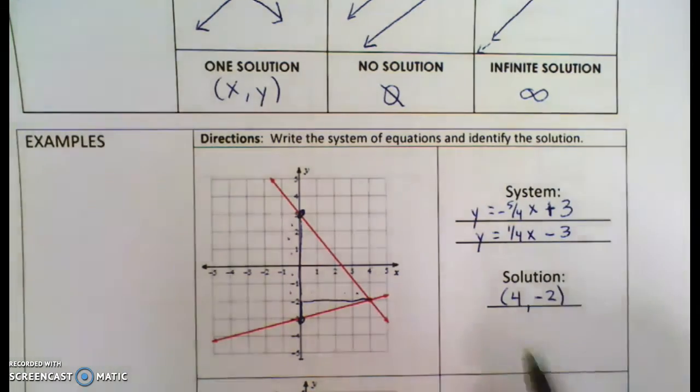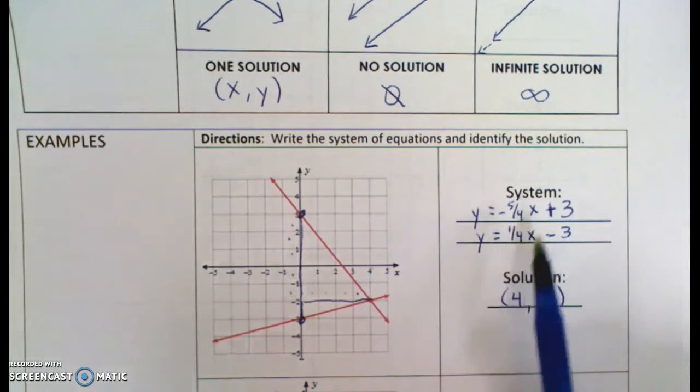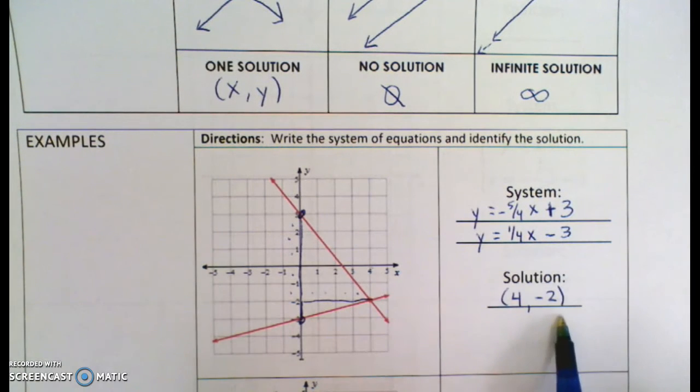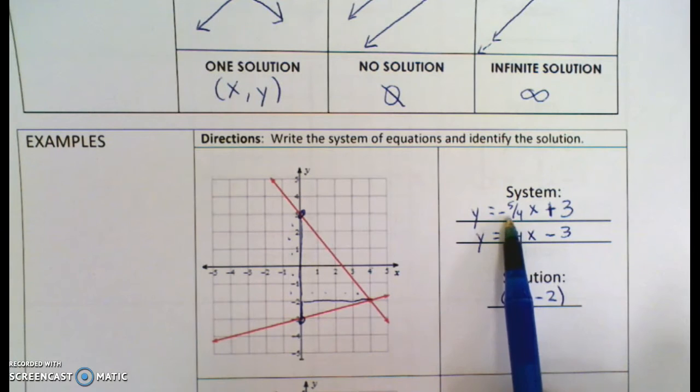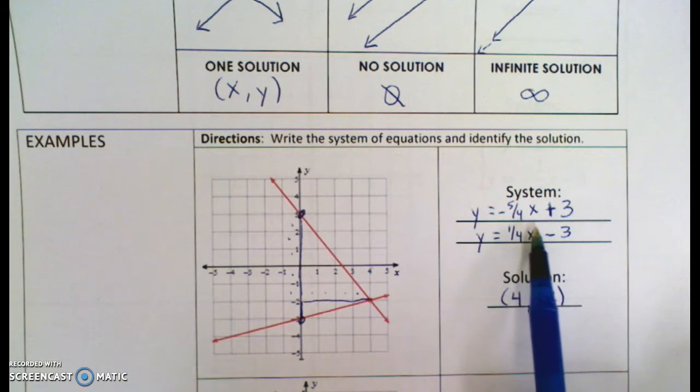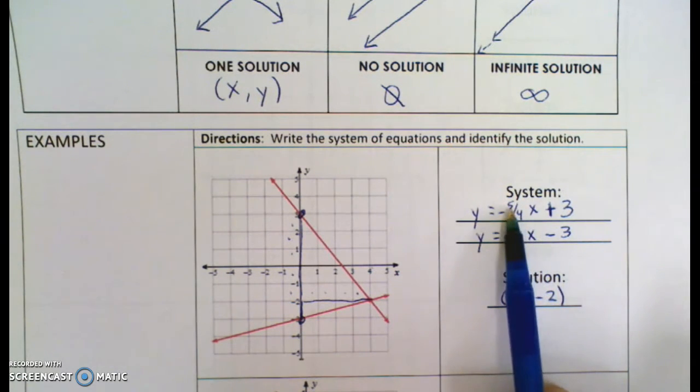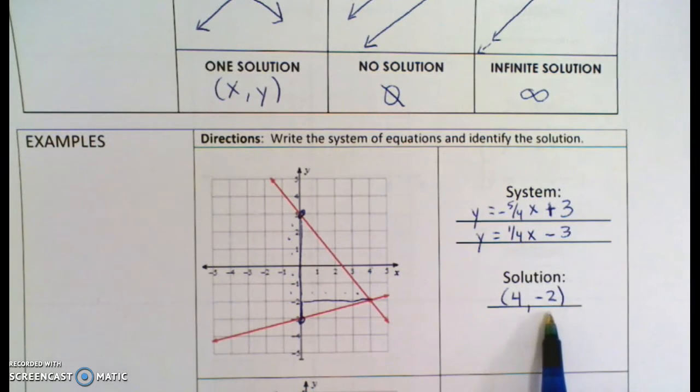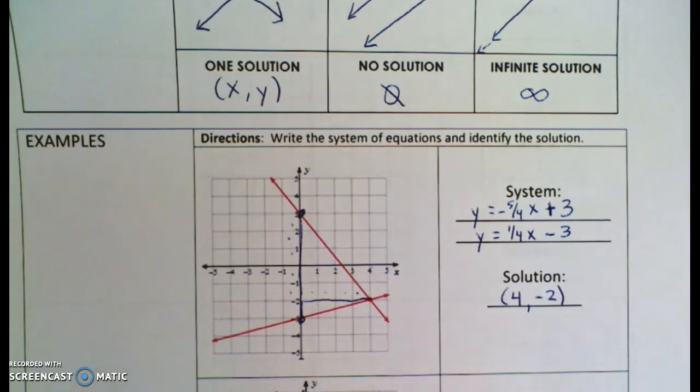So what that means is if I plug in 4 into each equation, -2 is going to come out. So -5/4 times 4 is -5. -5 plus 3 is -2. 1/4 times 4 is 1. 1 minus 3 is -2. So your solution is a true statement for both equations.